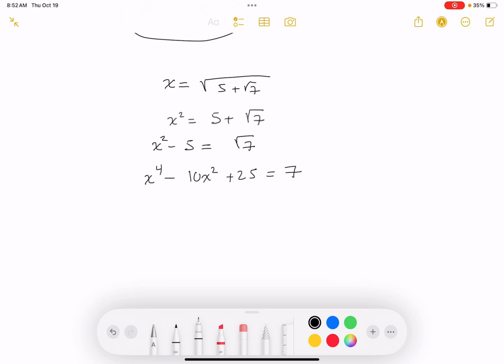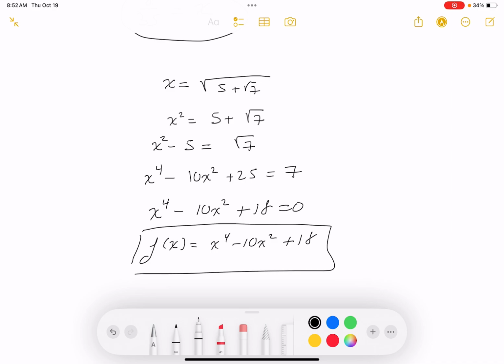All right, that's not so bad. Let's keep going. x to the 4th minus 10x squared plus 18 is equal to 0. Well, I found my polynomial of least degree. What's that going to be? f of x is equal to x to the 4th minus 10x squared plus 18. That's the polynomial of least degree. That part's done. All right?